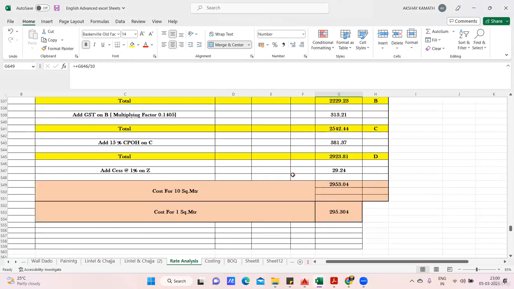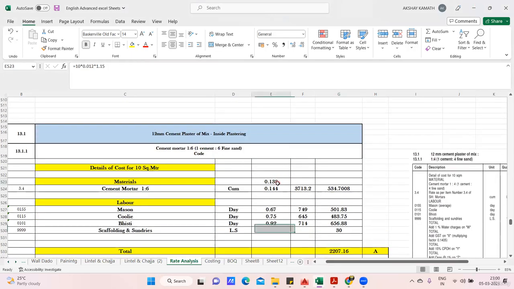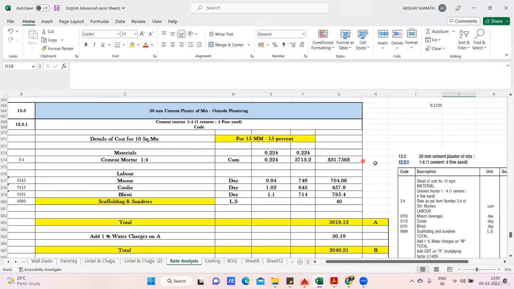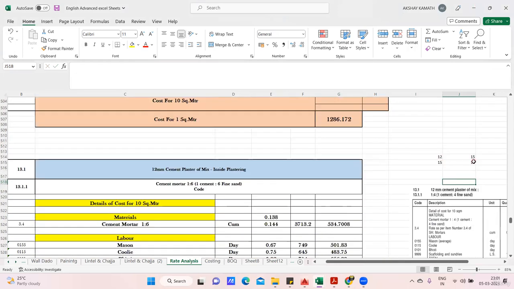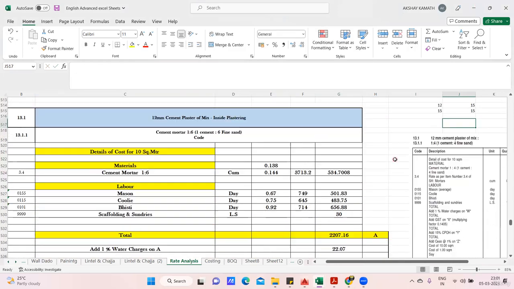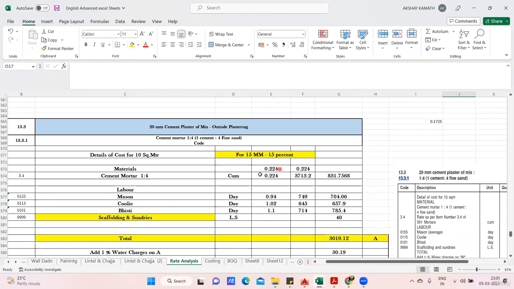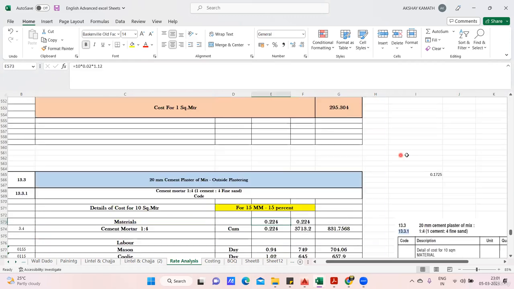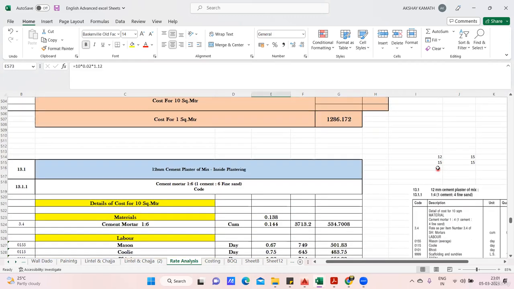What is that? The wastage part. Okay, let me check what all things I've written. So first I'll put it in this way. For 12 mm, you can go with a wastage of how much? 15%. And for 15 mm plastering, you can go with a wastage of 12%. That is how it is. And for 15 mm, it is 15%, not 12, sorry. For 15 mm plastering, the wastage is 15%. And for 20 mm plastering, you can go with 12%.